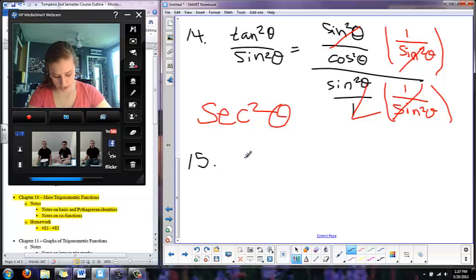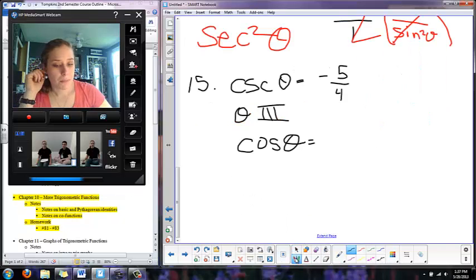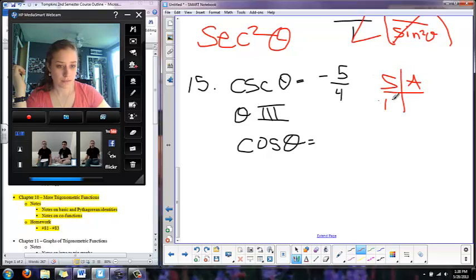Okay. If cosecant theta is equal to negative 5/4 and theta is in the third quadrant, then we have to find cosine theta. So this is similar to what we had to do above, but before we had to figure out what all of the functions are. This time all I really care about is cosine. So let's see. We are in the third quadrant. That means cosine is going to be a negative value. I just don't know what value it is yet.